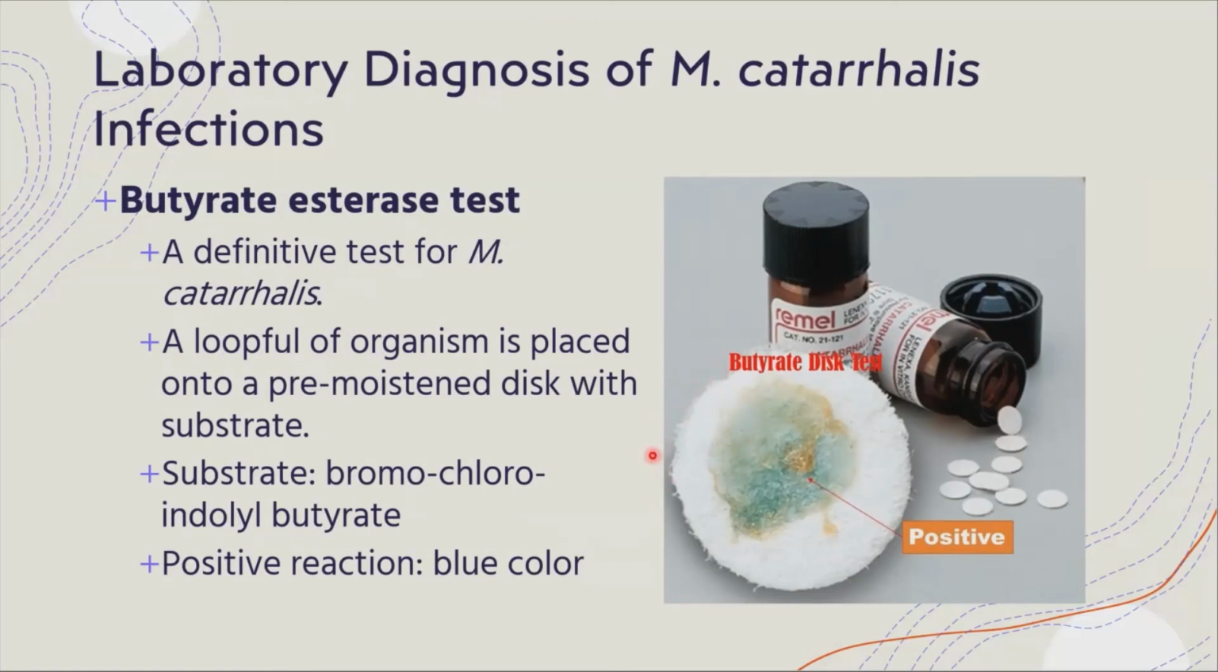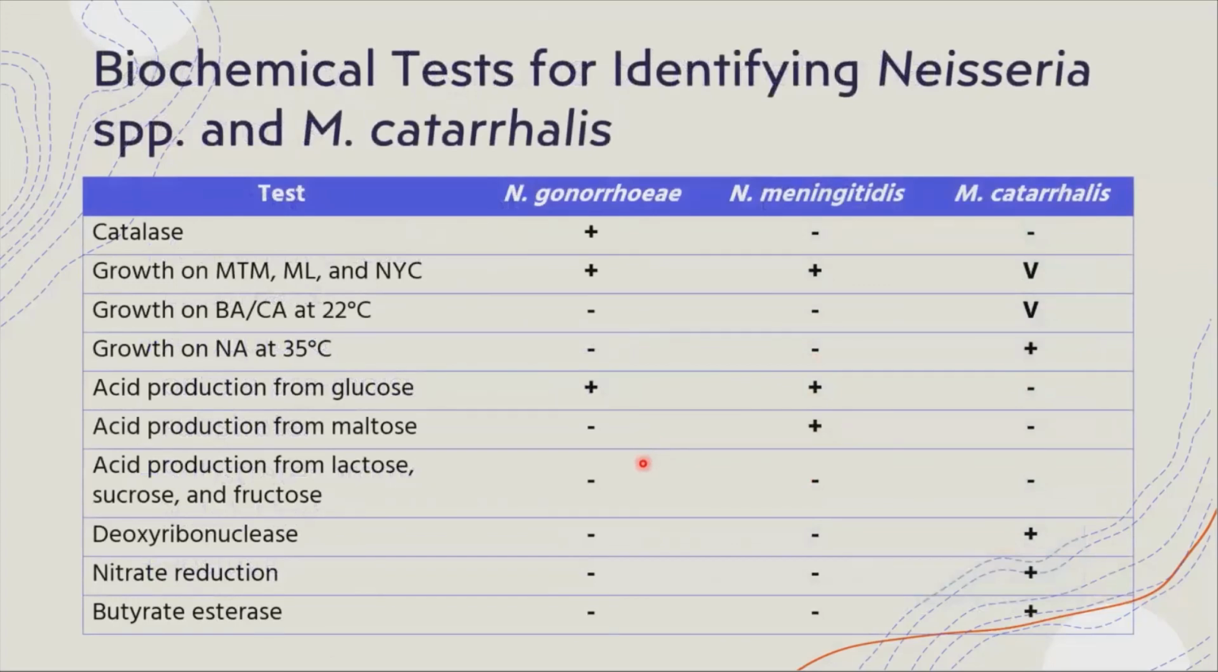Now, to summarize the different biochemical tests for the identification of your Neisseria and Moraxella catarrhalis, these are the following. So for catalase test, magpa-positive ay yung ating mga pathogenic Neisseria but not for Moraxella. Growth on gonococcal medium or yung mga Neisseria medium natin such as modified Thayer-Martin, Martin-Lewis, and even your New York City medium. So mag-grow ang ating Neisseria gonorrhoeae and your Neisseria meningitidis, while yung Moraxella catarrhalis may be variable. Pwedeng oo, pwedeng hindi, but usually hindi.